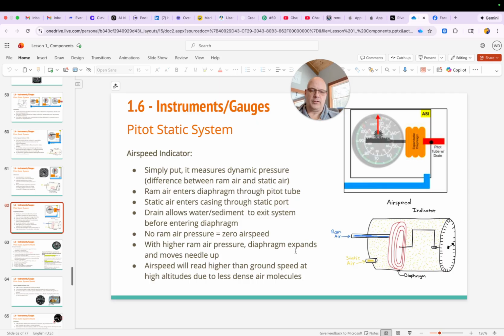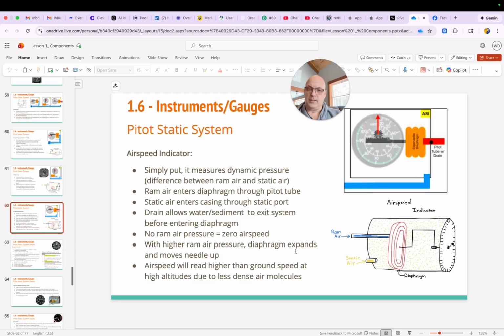Again, we're going to talk about the different types of airspeed in a minute. The airspeed will read higher than the ground speed at high altitude due to less dense air molecules. It sounds like we need to make a small adjustment to that, and we're going to break that apart in a second. But again, it's a very simple, straightforward instrument. It's the only instrument that uses both the ram and the static.